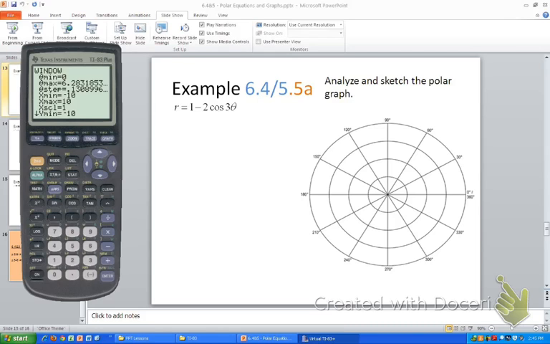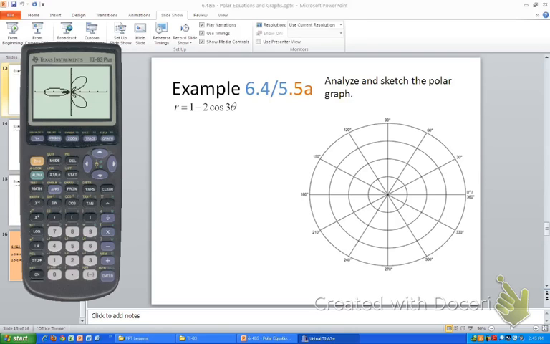X min and max. I already saw that my biggest radius was going to be 3, so I want my X min and max to contain that. I'm going to write mine as -4 to 4 to contain it all, for both the X and the Y, because the X and the Y can both be the radius. Then I will graph it.